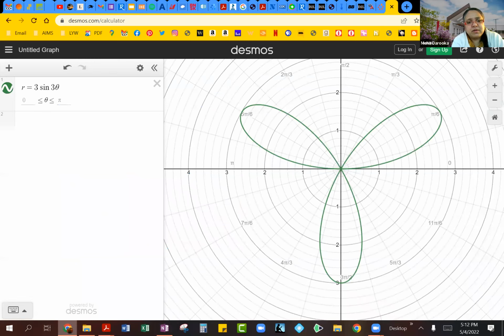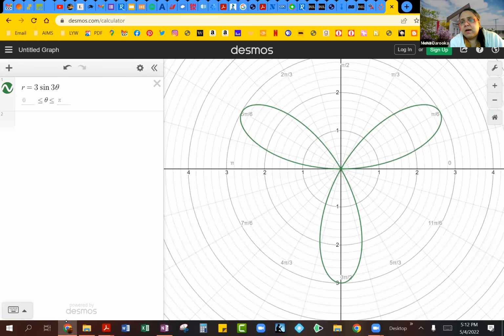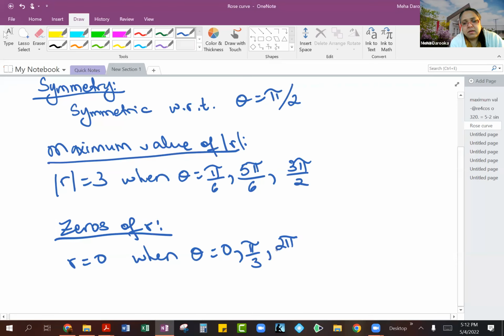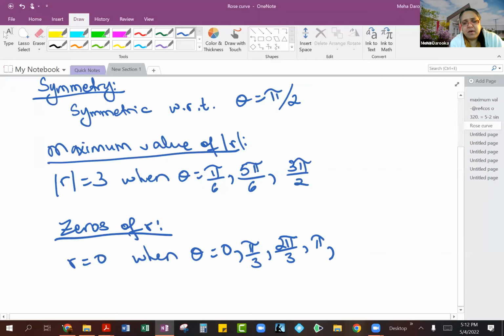And then for your zeros, the theta was 0, pi over 3, 2 pi over 3, pi. And then what did I have? 4 pi over 3 and 5 pi over 3. So those will be your zeros.